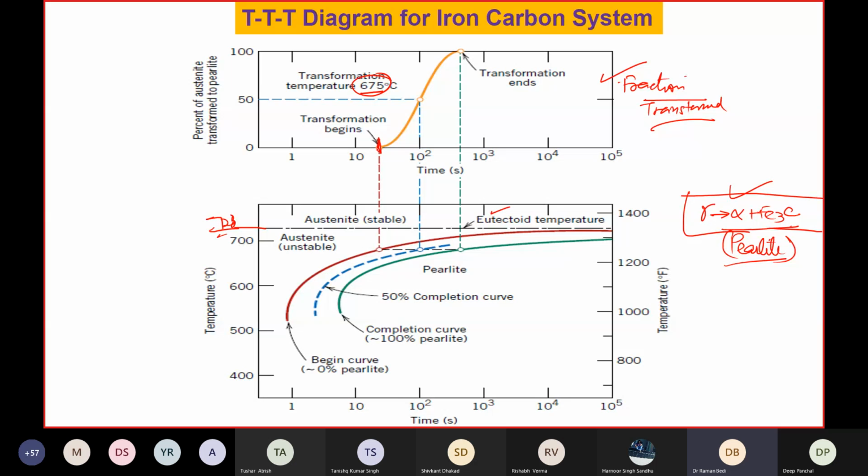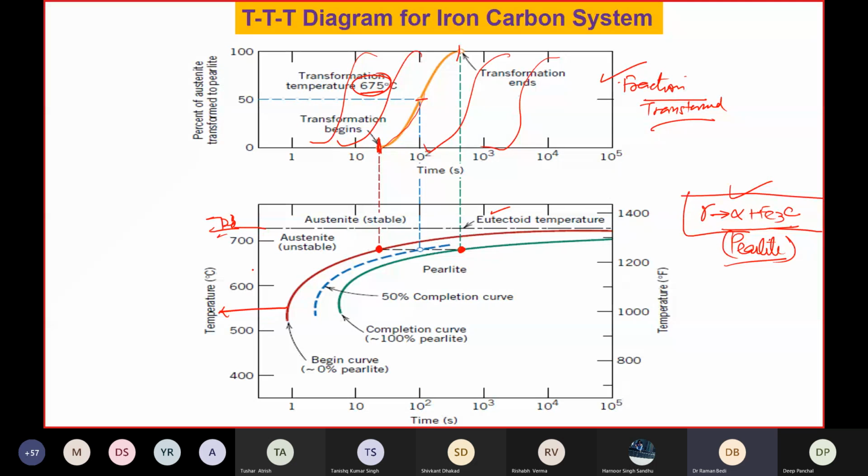The transformation we say is beginning here and is ending here, and this is the fraction transformed. You start with 0, 50, 100, and then I plot it on this diagram as I said in my previous slides. So you have the starting point on the curve and the final point on the curve. Similarly, you are able to create this begin curve, the red curve, by plotting many such fraction transformed diagrams for different temperatures.